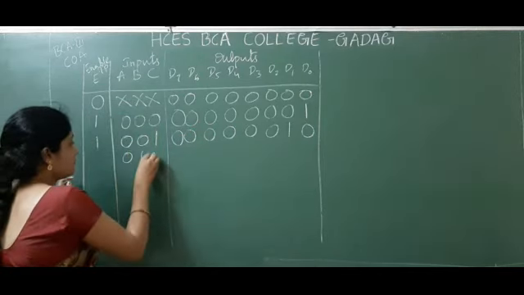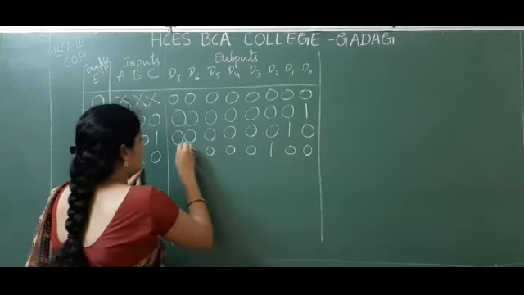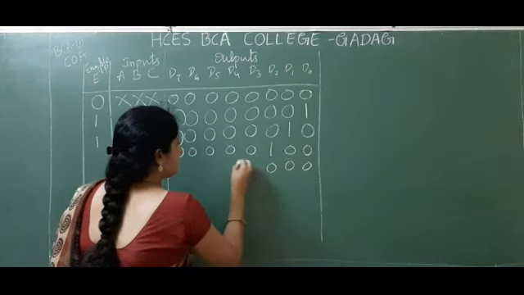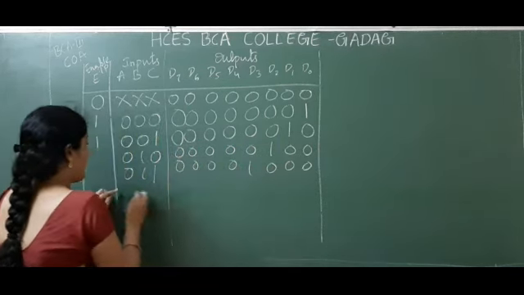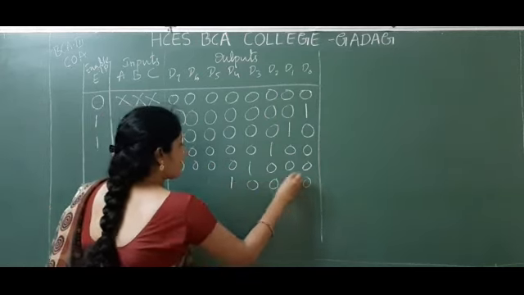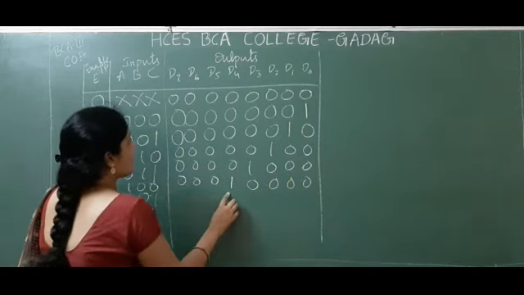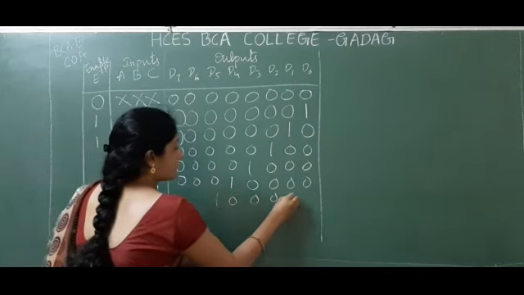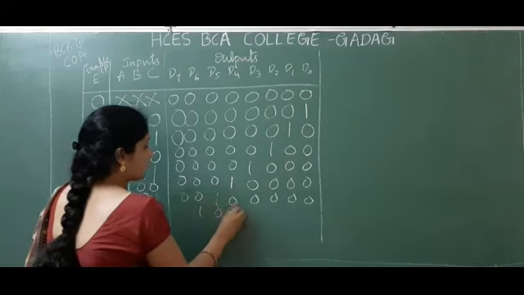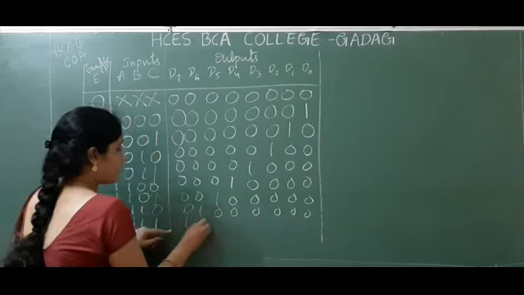Next, 2. Next, 3. Next, 4. D4. Next, 5 means D5. Next, D6. Next, D7.